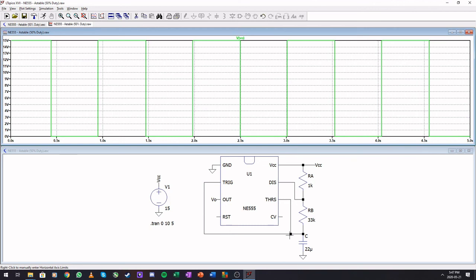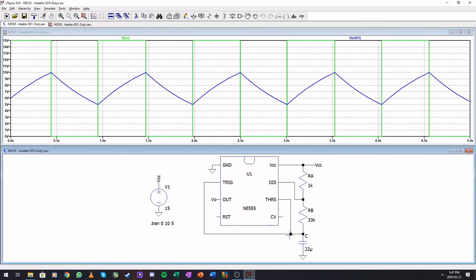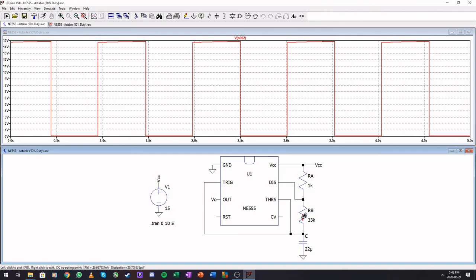Okay, looking at the capacitor charging and discharging, it's running between 5 volts and 10 volts, between the threshold and the trigger. And the discharge is showing us almost the same as the output. Okay, and that is our 50% duty cycle.